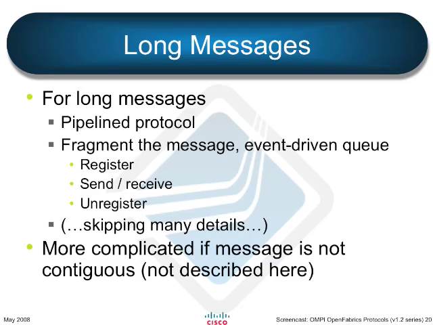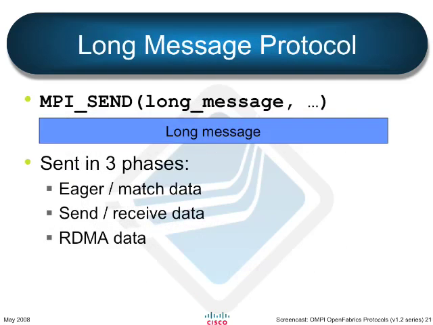But generally, this is what happens for a contiguous long message. Let's have a look at it pictorially. So I do an MPI send of a long message, and that blue box there represents the buffer. And we have 3 phases. So we have eager and match data as the first phase. And then we do a couple of send receives, and then we do RDMA for the rest of it. So let's see how this breaks down here.